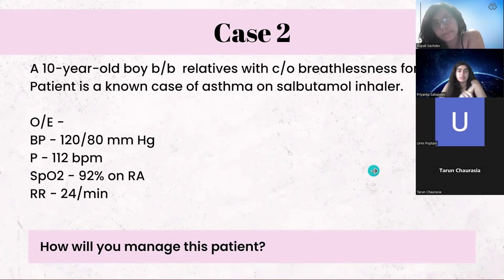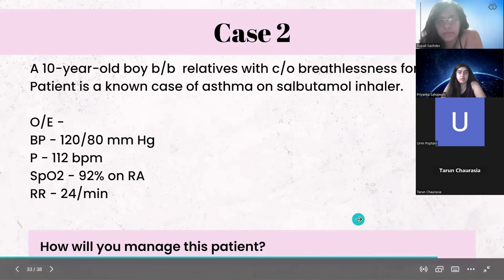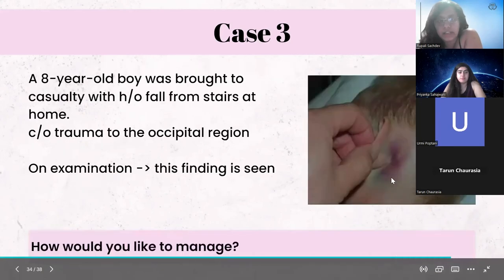Another thing what we will give? The patient is already a known case of asthma on a salbutamol inhaler. So in such an exacerbation, even if they're presenting to you, what? Salbutamol. You will give a salbutamol inhaler, eight puffs, and you can give prednisolone if you think it is a very acute exacerbation. Okay. Moving on to the third case.